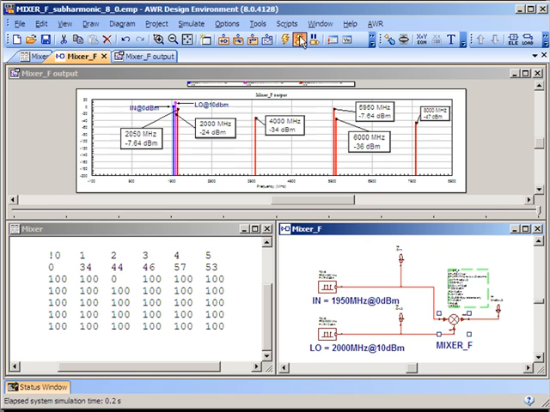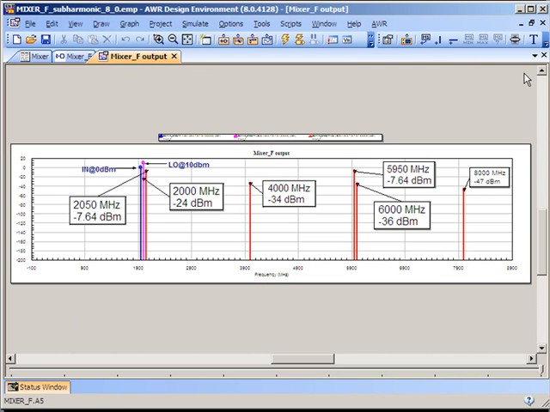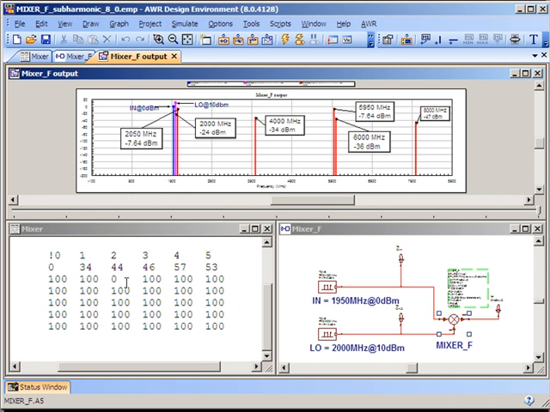So let's run the system, look at the resulting spectrum, and we'll see that the values indicated by the markers correspond with values that are taken off the table. For instance, at 2050 megahertz, we see a power level at minus 7.6 dB. At 2 times the fundamental, we see a power level at minus 34 dBm, which indeed is 44 dB down from the LO.